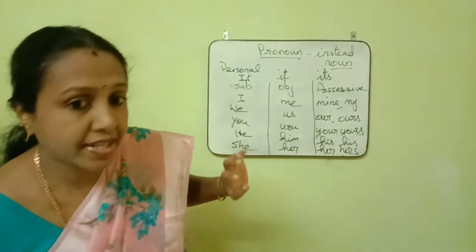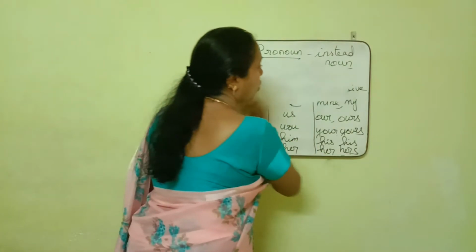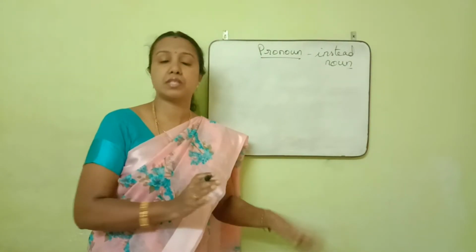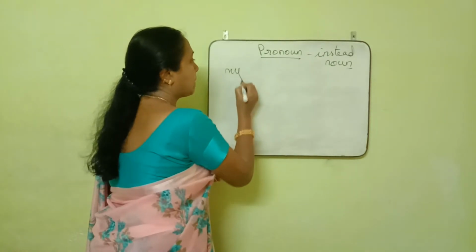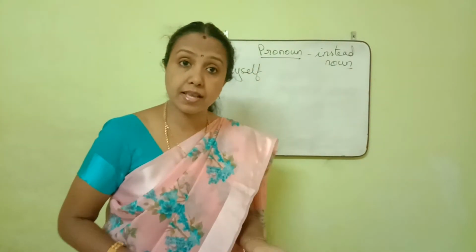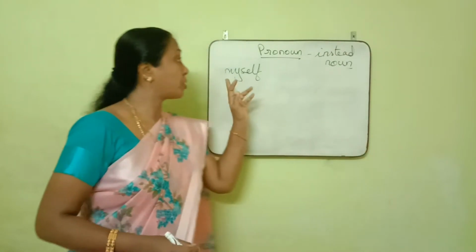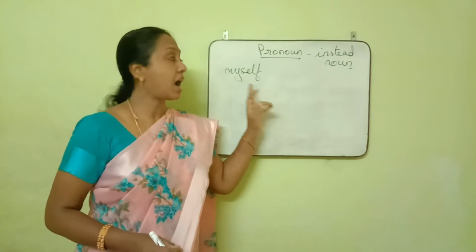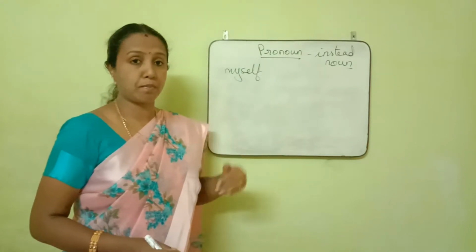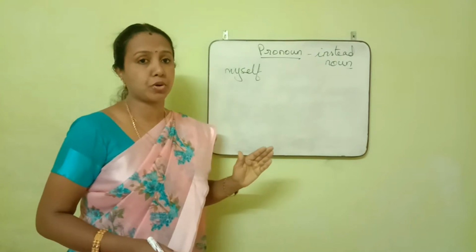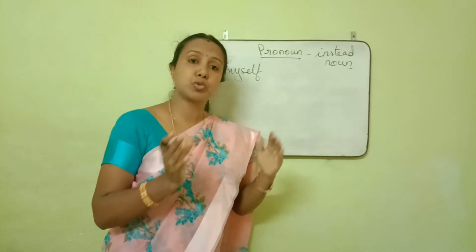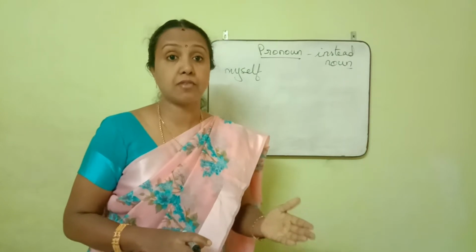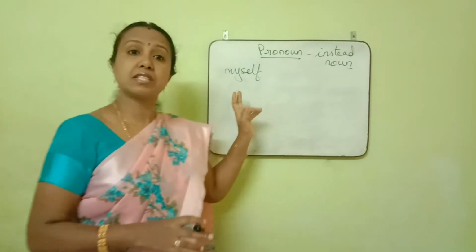Now let us talk about the next part, the reflexive pronoun. What is a reflexive pronoun? Reflexive pronouns are pronouns which reflect towards the subject. For example, myself, yourself, itself. When you talk about myself, I look into the mirror to look at myself. So these are called reflexive pronouns. When the pronoun reflects towards the subject, it is called a reflexive pronoun. Yourself, themselves, herself, himself, all these are called reflexive pronouns.